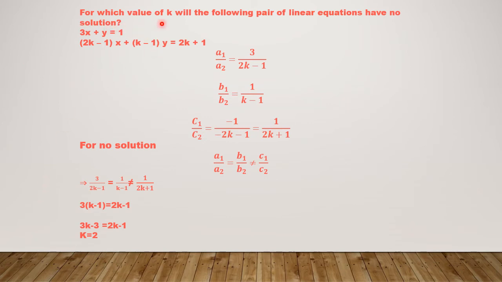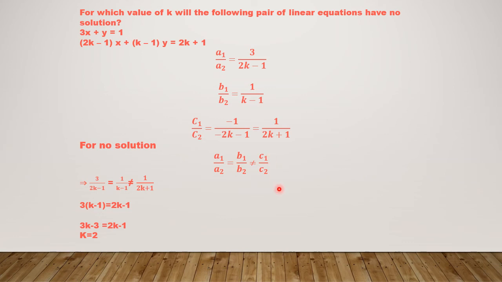Here we are going to find the value of k. The condition is that this pair of linear equations is having no solution. So what is the condition? If there is no solution, what is the condition of the coefficients of the pair of equations? Yes, a1 by a2 is equal to b1 by b2 but not equal to c1 by c2.